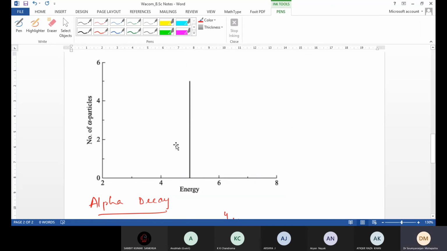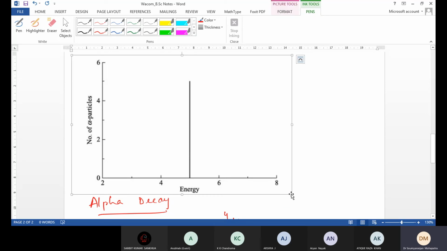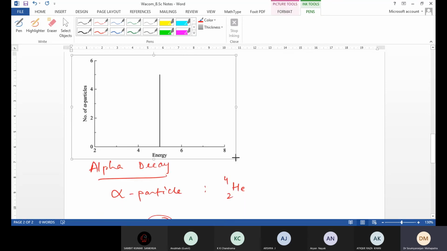So what happens here? If you look at this graph, number of alpha particles versus energy, this shows that for a particular amount of energy, the alpha particle energy is always fixed, though the number of alpha particles is increasing at that particular value of energy. What I want to say is that they share the energy, that is alpha particles and daughter nuclei, but the alpha particle carries more energy, and that energy is always fixed, even though the number of alpha particles is increasing. Many examples you can get in the books.